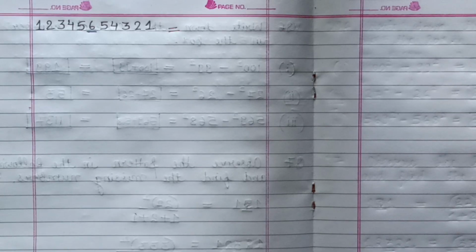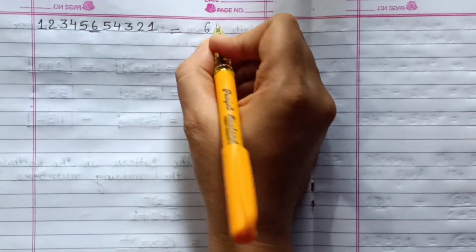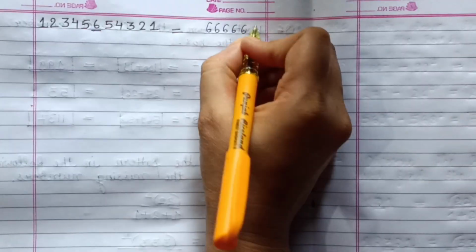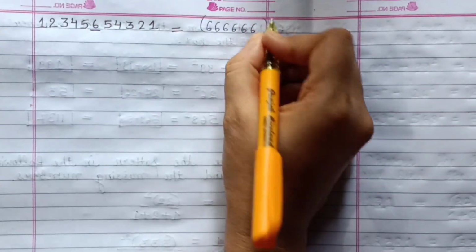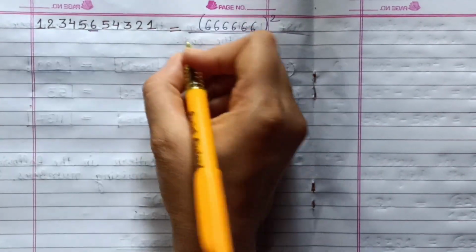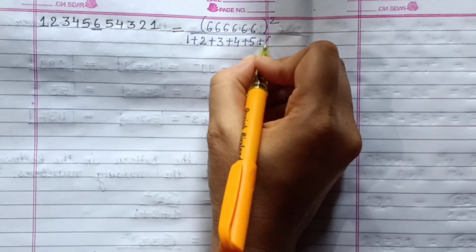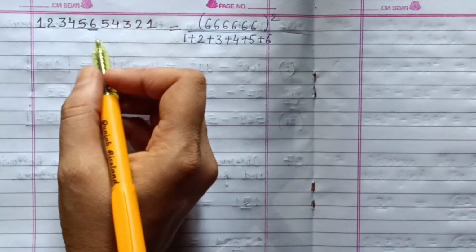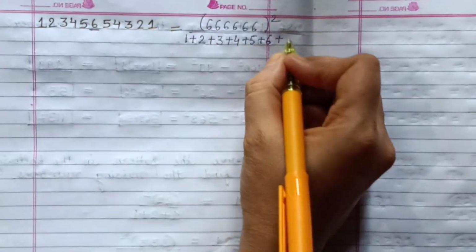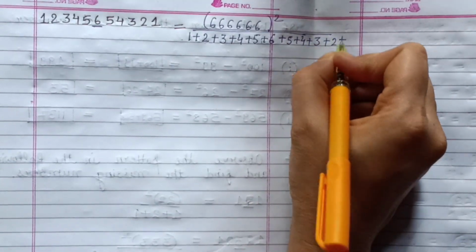This is our last part of this question and also the last part of today's video. So we have to write here 6 times 6 in the numerator: 1, 2, 3, 4, 5, 6. Then it is squared. Then add the whole numeral in the denominator. This is called the denominator. Add the whole term: 1 plus 2 plus 3 plus 4 plus 5 plus 6, counting in the forward direction. Now in backward, plus 5 plus 4 plus 3 plus 2 plus 1.